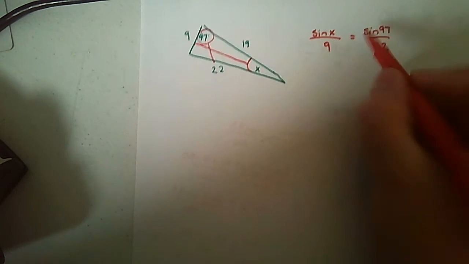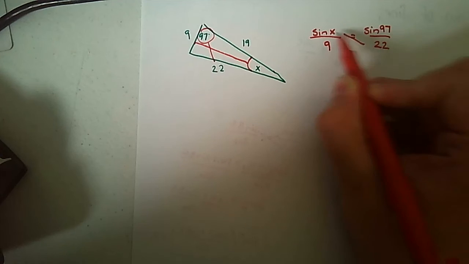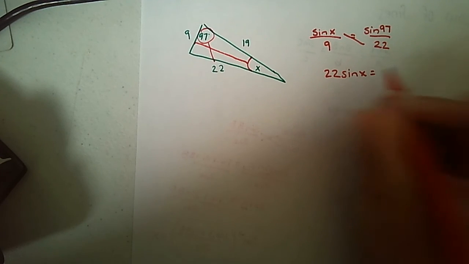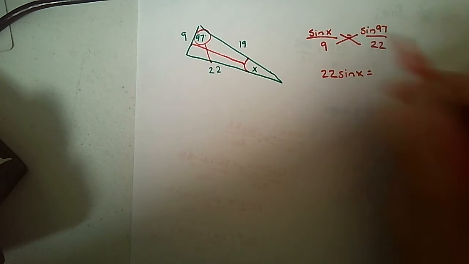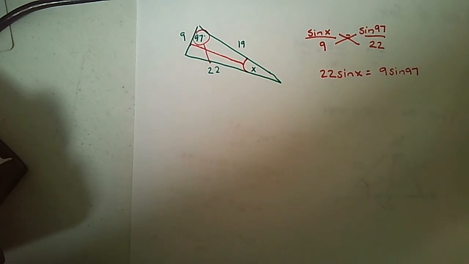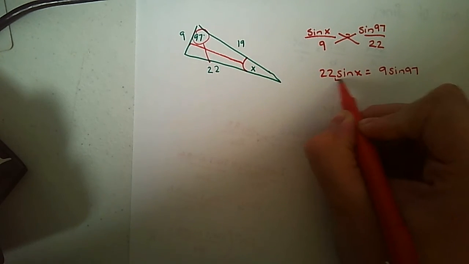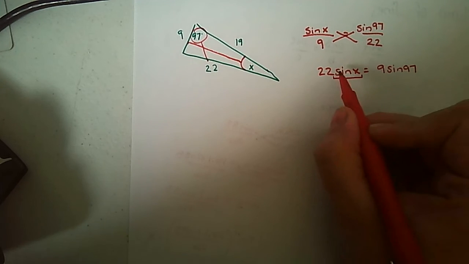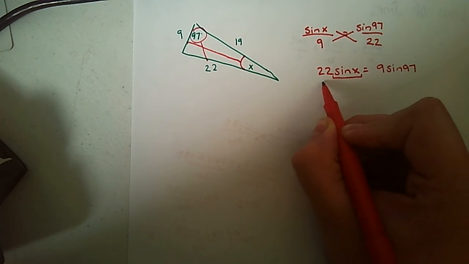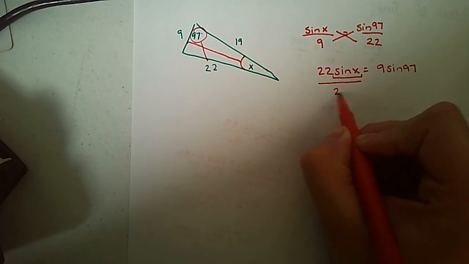And again, I need to cross multiply. So we will have 22 times the sine of x equals 9 times the sine of 97. Again, we need to get the sine of x by itself. So right now I'm multiplying it by 22. So in order to undo multiplication, I'll divide both sides by 22.